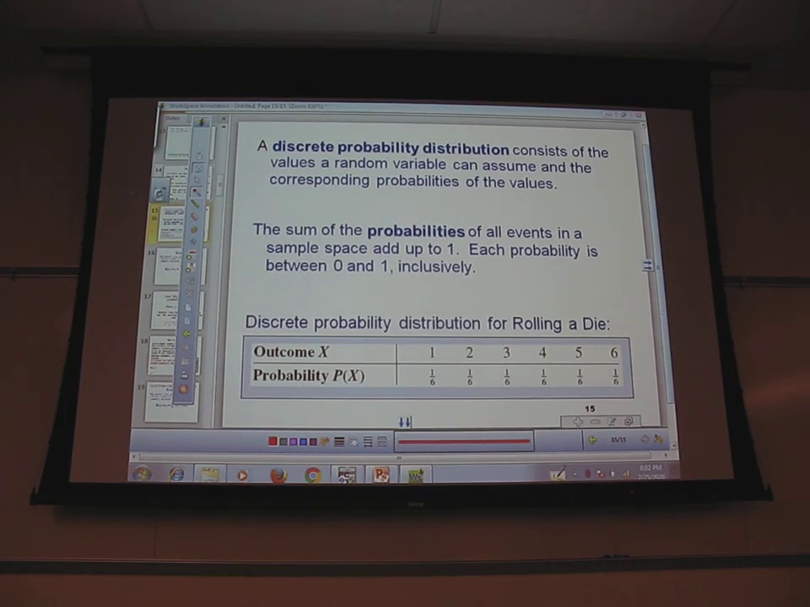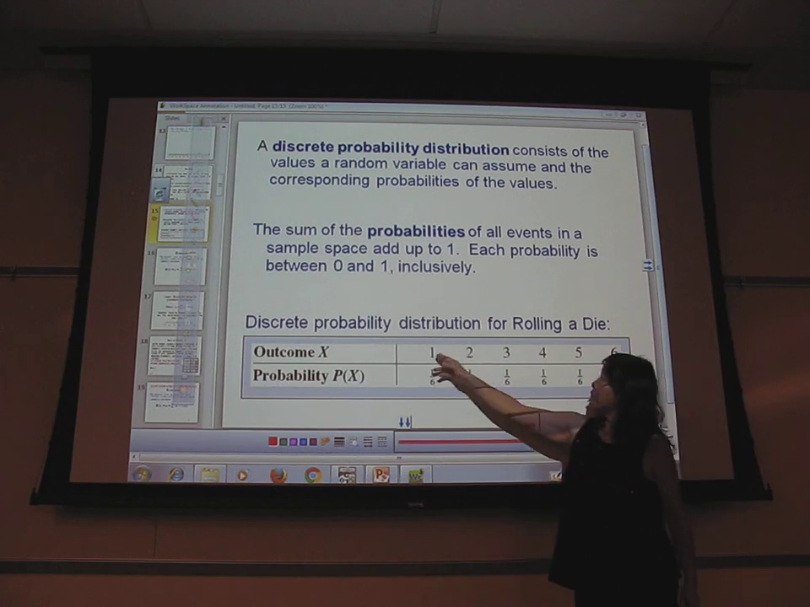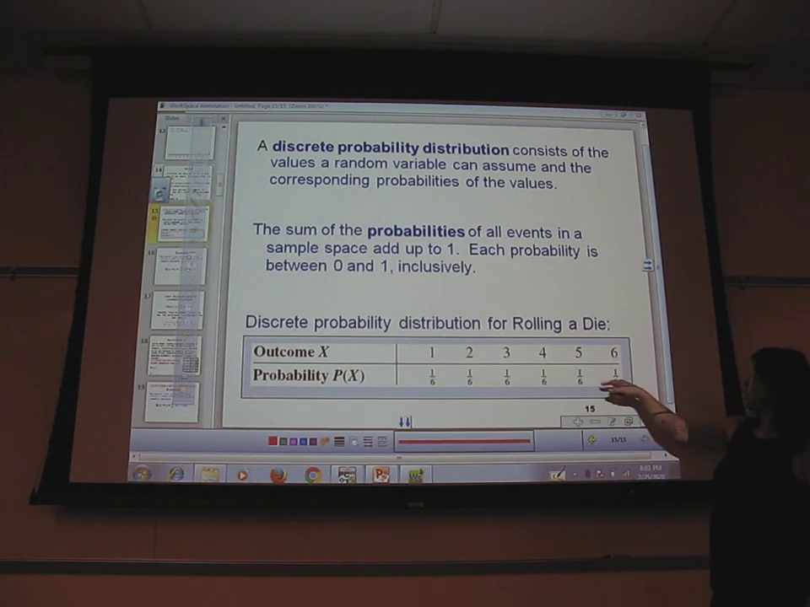The discrete probability distribution consists of values of the random variable and assumes corresponding probability values. The sum of probabilities of all events in the sample space adds up to 1, and each probability is between 0 and 1, inclusively. Yep. So a discrete probability distribution is all the possibilities that a random variable can assume. That's your sample space, right? Every possible outcome, you list it, and then you list their probabilities.